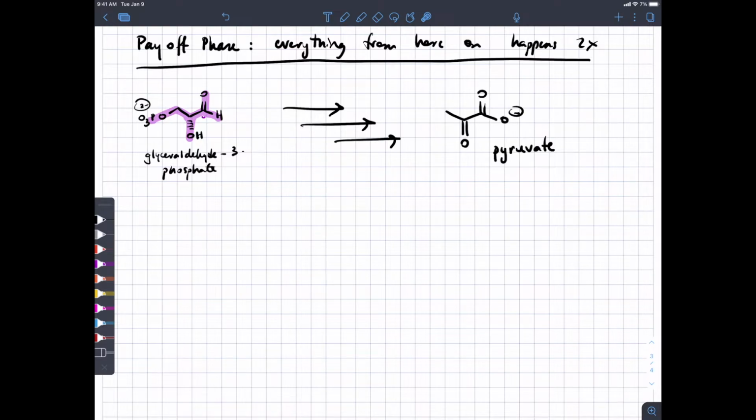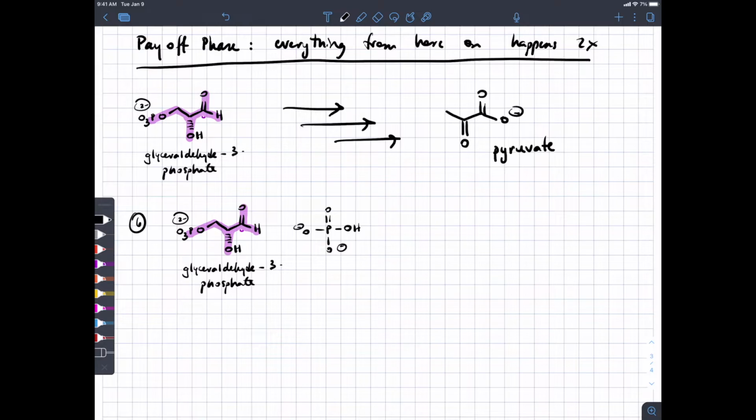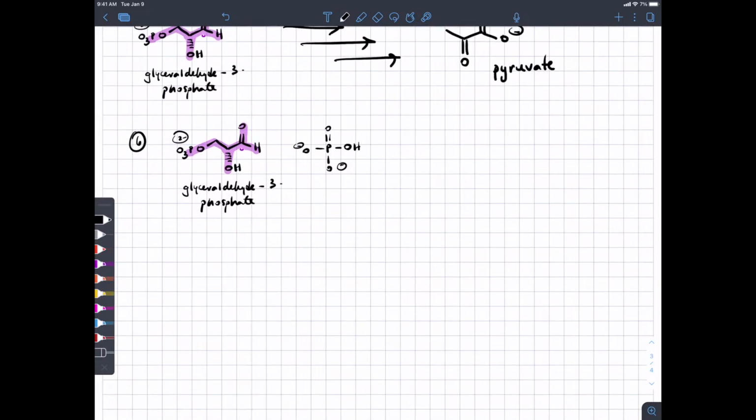Okay, so step 6 of glycolysis takes glyceraldehyde 3-phosphate and a molecule of a phosphate ion that's just found in the cytosol, and NAD+. And the reaction that we're going to do is still reversible.